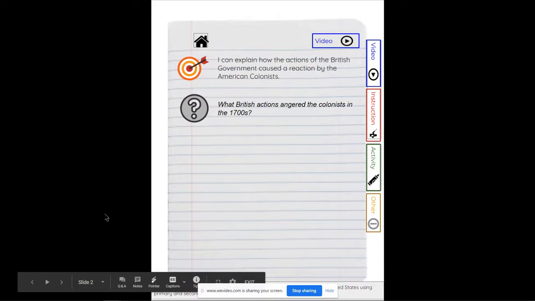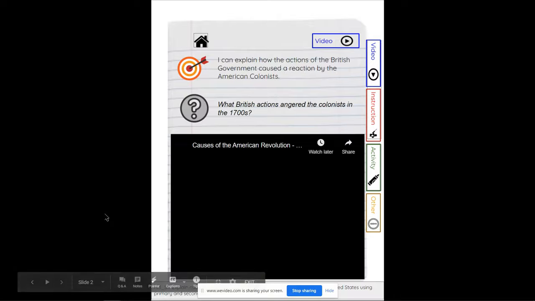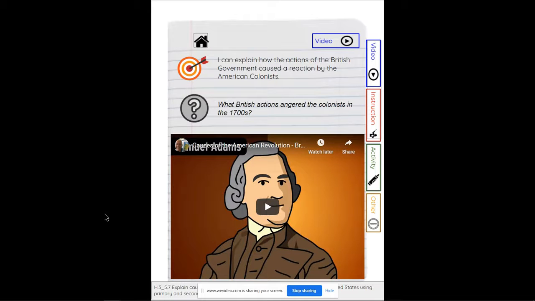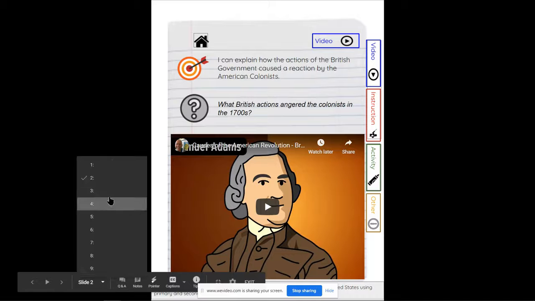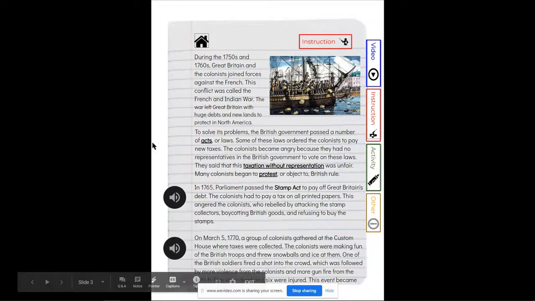Your goal, as it was in the last lesson, is that you can explain how the actions of the British government caused a reaction by the American colonists. So this video goes a little bit deeper, adds on to your previous knowledge about some of these acts and the battle that was going on between taxation without representation between the colonists and Great Britain.